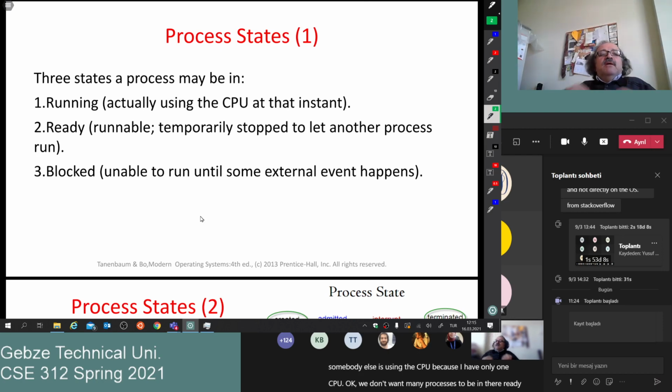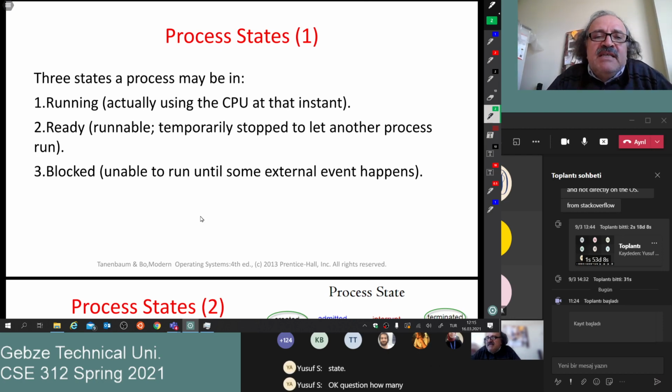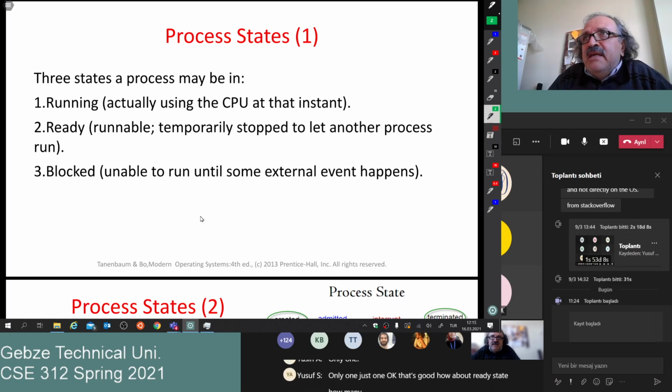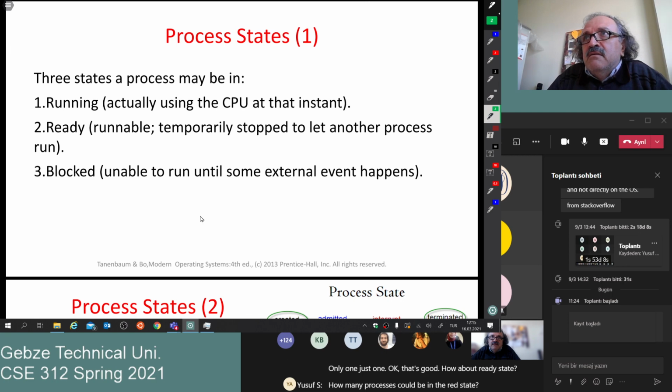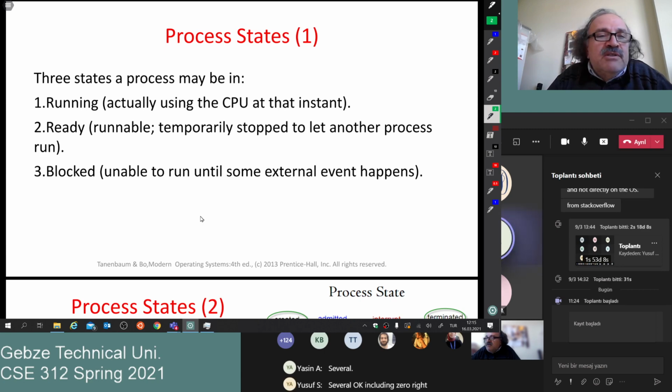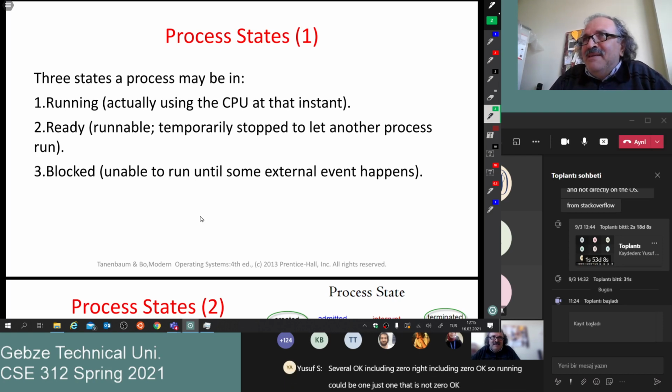Question: how many processes can be in the running state on a single CPU computer? Only one, just one. That's good. How about the ready state? How many processes could be in the ready state? Several, including 0, right? So running could be one, just one. It is not 0.